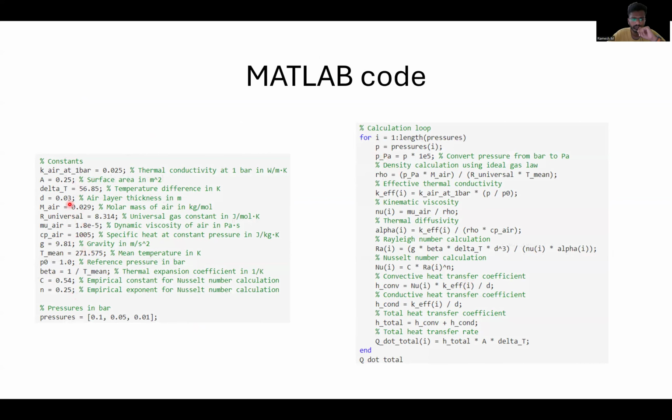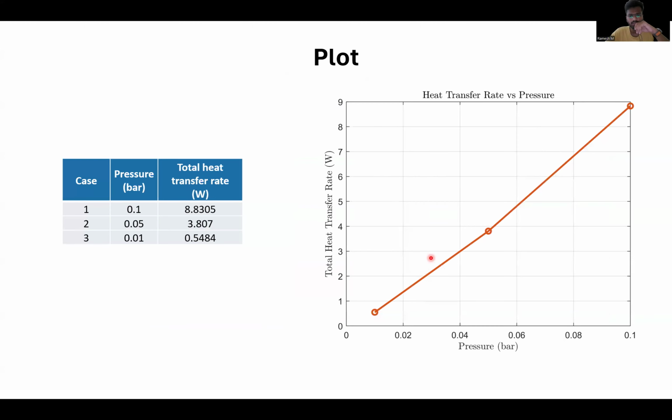These are the constants given as part of the input, and this is the pressure we are trying to measure: 0.1 bar, 0.05 bar, 0.01 bar, and the loop calculates. The loop takes in pressure as input and calculates the density and thermal conductivity for the calculation of the conductive heat transfer coefficient, and the Nusselt number and Rayleigh number for the convection heat transfer coefficient. The sum of these two will be the total heat transfer coefficient. Based on the inputs and calculation, we got these values, and the interpretation is that as we reduce the pressure from 0.1 bar to 0.05 and 0.01, the total heat transfer rate decreases.